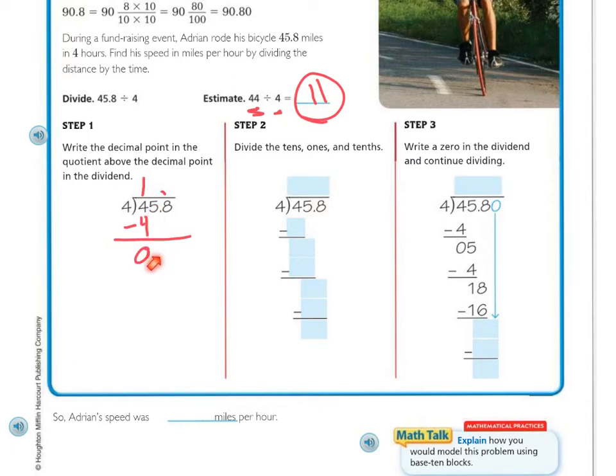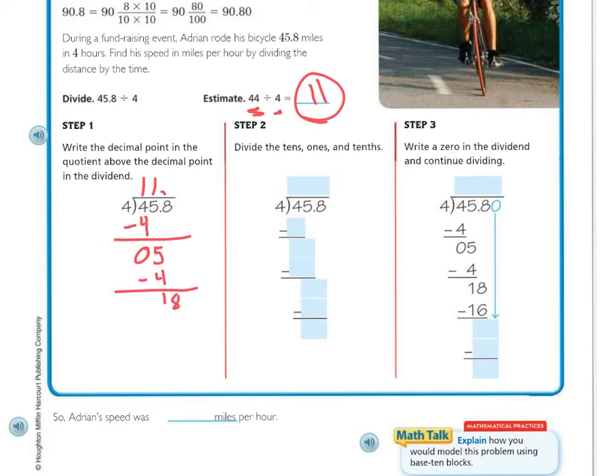Now I'm going to bring down my 5. Make sure you keep everything lined up. Now 4 goes into 5, again, one time. So I write it above the 5. And 4 times 1 is 4. I subtract, and I get 1 left over. Now I'm going to bring down my 8.